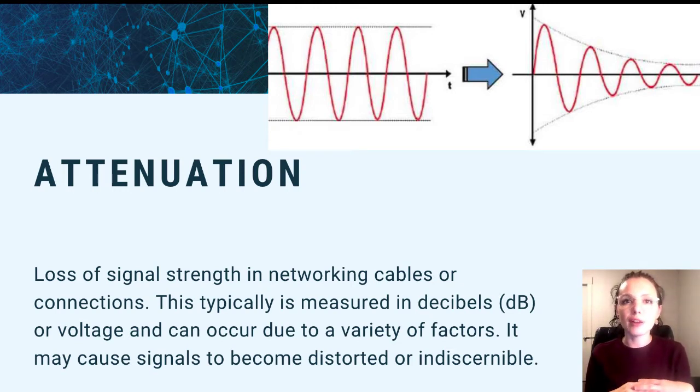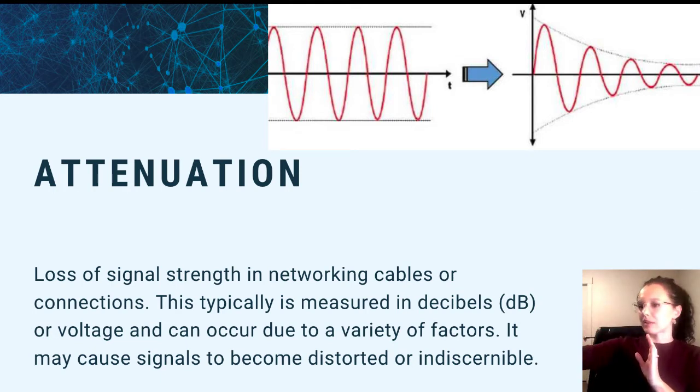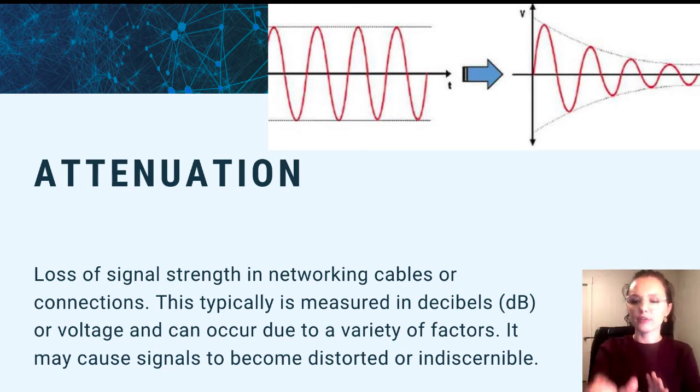This is typically measured in decibels or voltage and can occur due to a variety of factors. It may cause signals to become distorted or indiscernible. So if you look at this little image we have right here, this would be if the signal was going through strongly, and then this is where, as you can see, it's getting smaller. So that's what attenuation is. It's just the signal weakening as the length gets longer and longer as it's traveling a further and further distance.